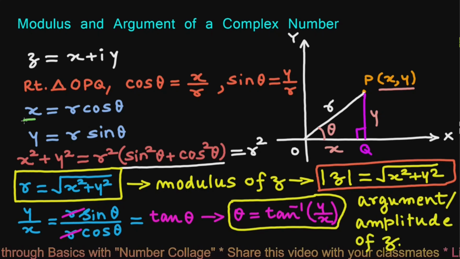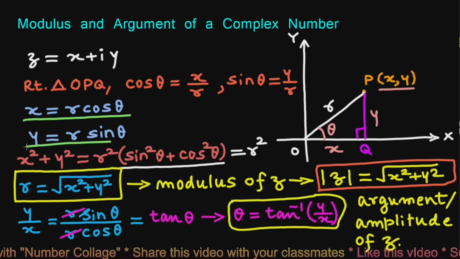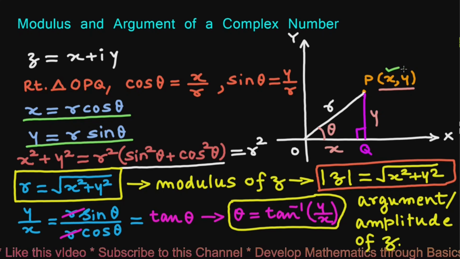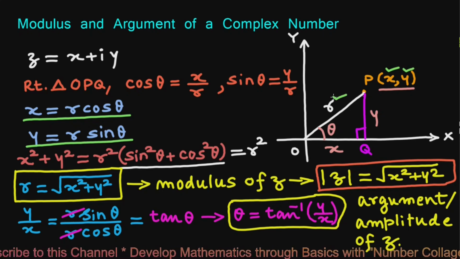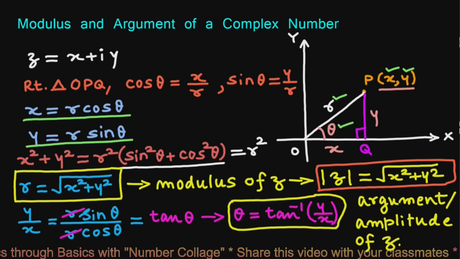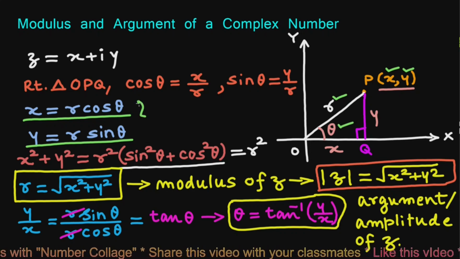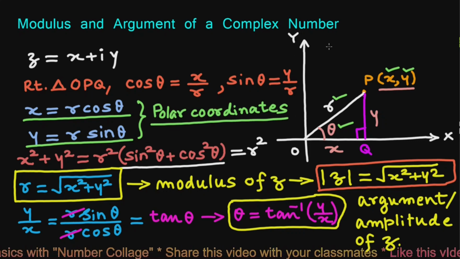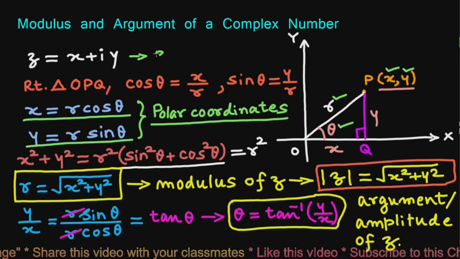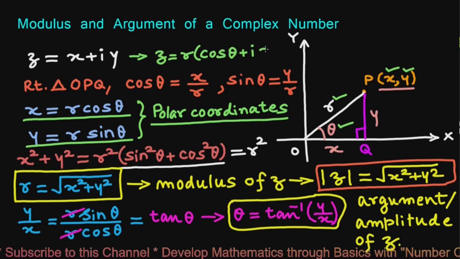In x equals r cos theta and y equals r sin theta, both x and y have been expressed in terms of modulus r and argument theta. Therefore, r cos theta and r sin theta are called polar coordinates of z, and the polar form of complex number z will be r into cos theta plus i sin theta.